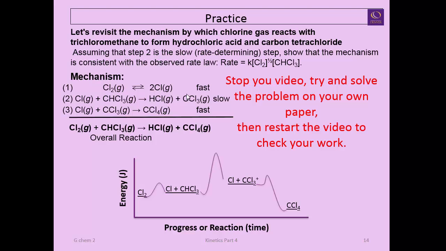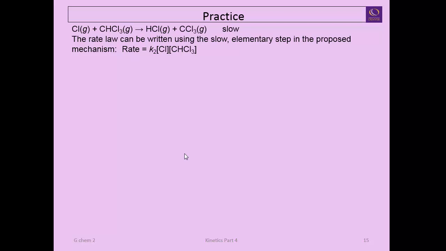All right, let's see how you did. And once again, keep in mind that somehow we're going to use the fact that this sets up an equilibrium in the first step to re-express what happens here in the rate determining step. And we can get this chlorine atom out of there, that pesky intermediate that's not going to help us in the overall rate expression. All right, so here we go. Here's the slow step.